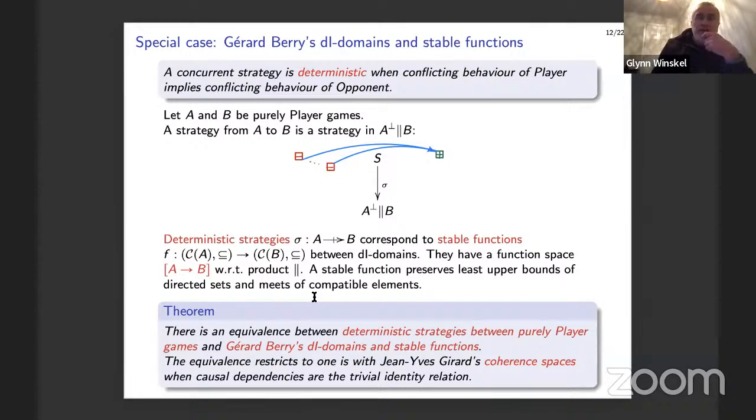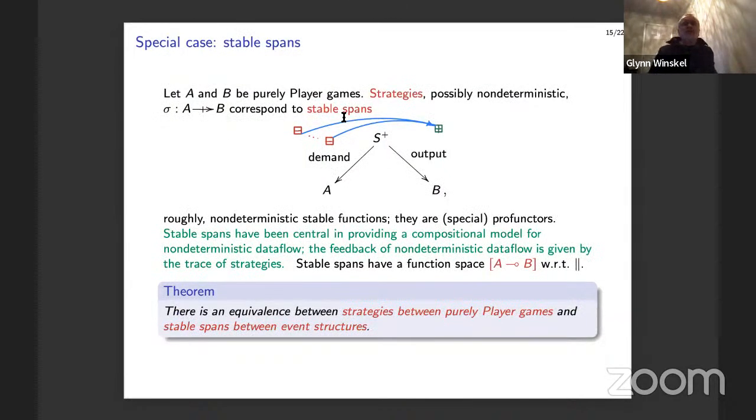So anyhow, we rediscover stable domain theory as a subcategory of deterministic strategies between these stupid, purely player games. What happens if we don't restrict to deterministic strategies? We end up with something that's not so well known, but has been important in solving that anomaly discovered by Brock and Ackerman. We rediscover a model that underlies compositional semantics of non-deterministic data flow.